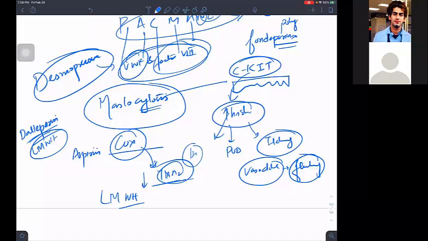I want to increase the degradation of fibrin mesh. What will I use? Which drugs will I be using? Which thrombolytics? I will be using alteplase, reteplase, tenecteplase, and streptokinase. Can you tell me who is producing streptokinase? Which bacteria? Streptococcus. Okay. Streptokinase, streptococcus.